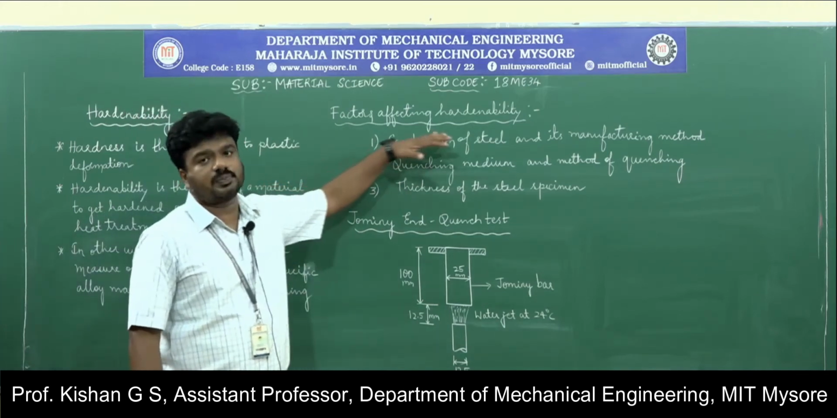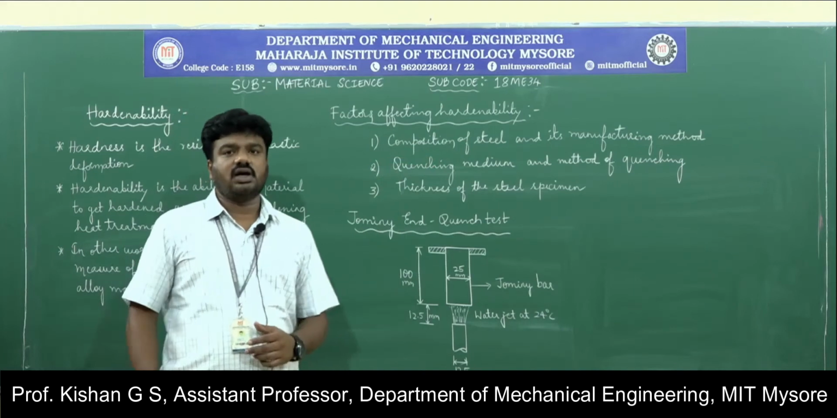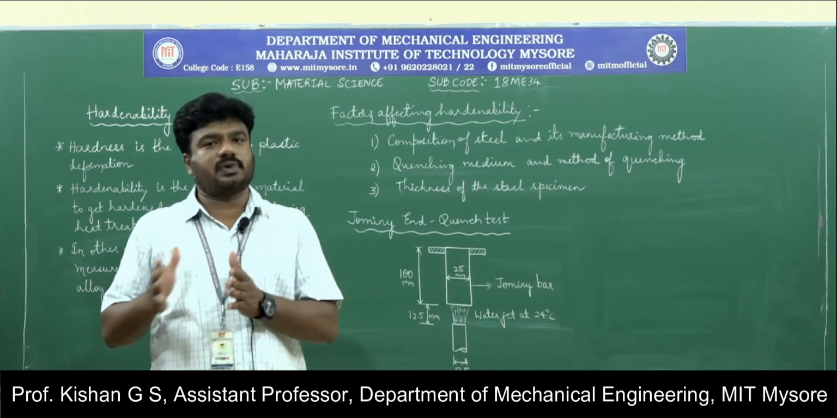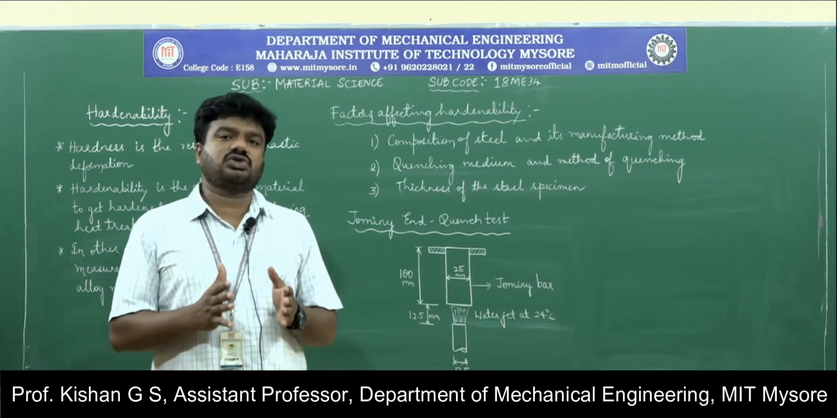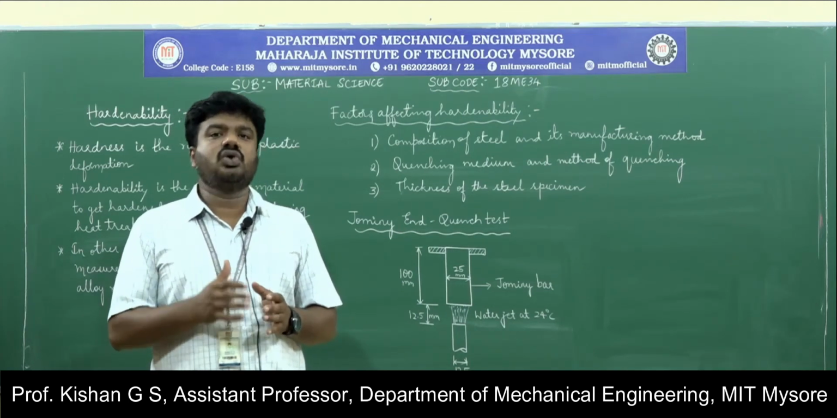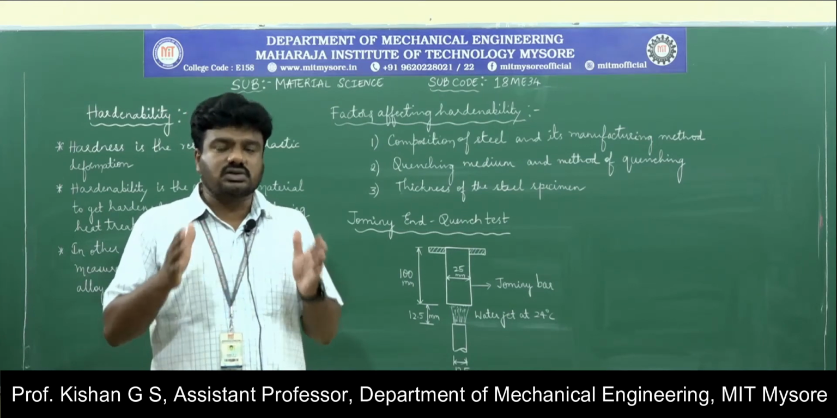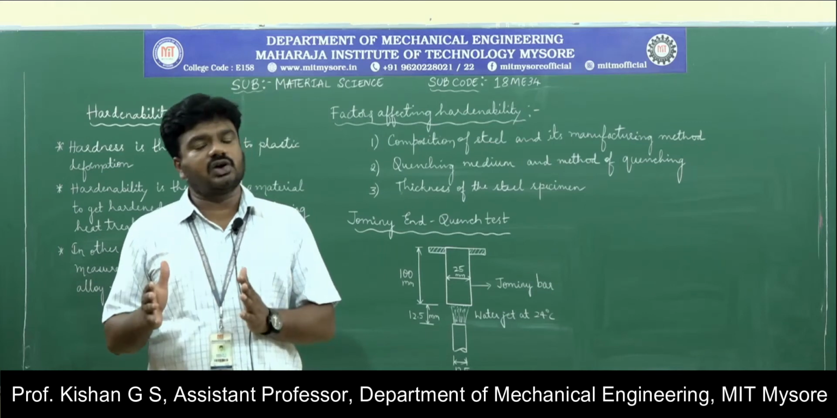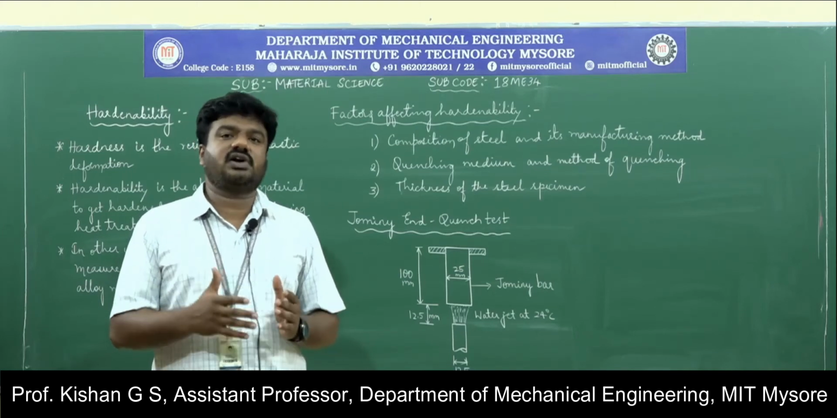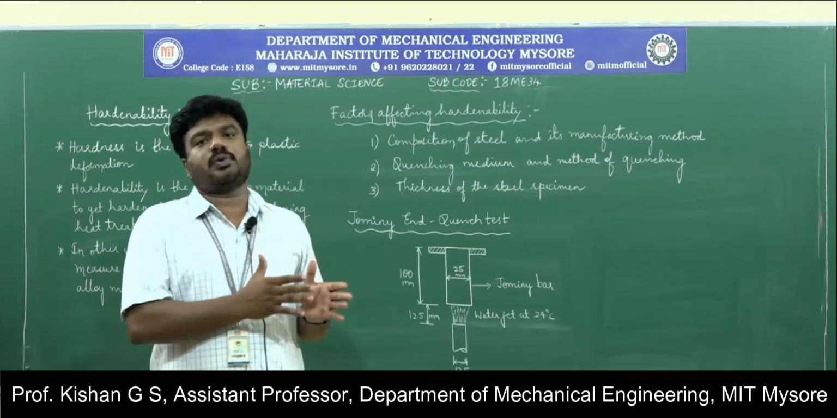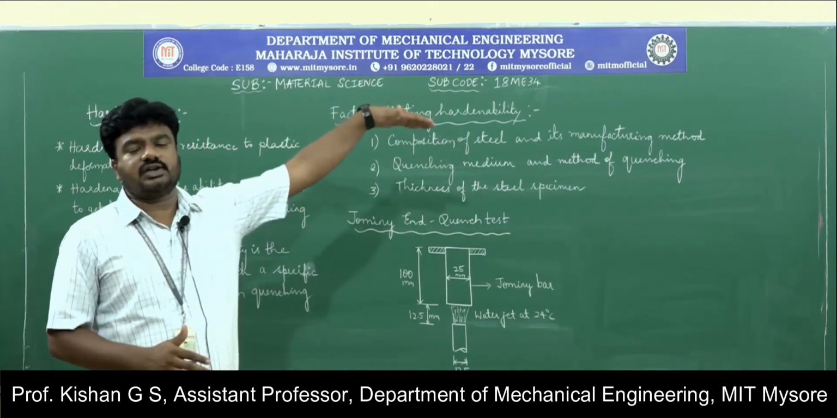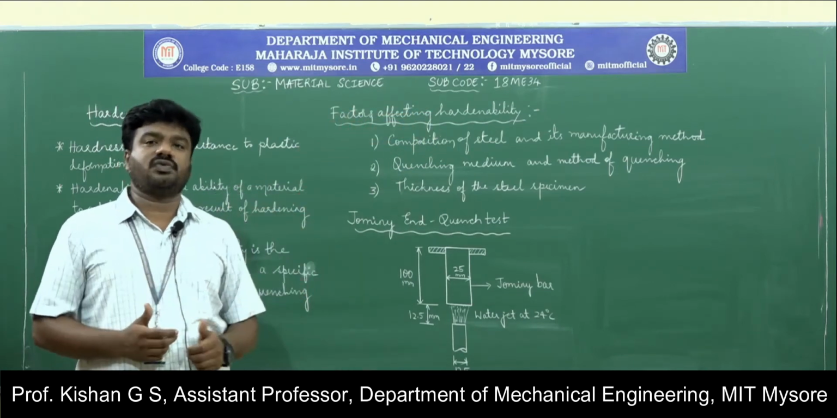The first one is the composition of steel and its manufacturing method. Since hardening is considered separately for hypoeutectoid and hypereutectoid steel, the composition of steel becomes a vital parameter in dealing with the concept of hardness. Since we have different temperatures and different considerations for hypoeutectoid and hypereutectoid, the increase in the hardness of the material will definitely differ between them. Hence the composition of steel becomes one parameter that affects the concept of hardenability.